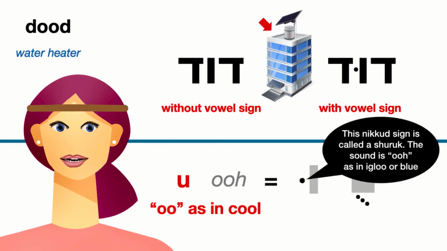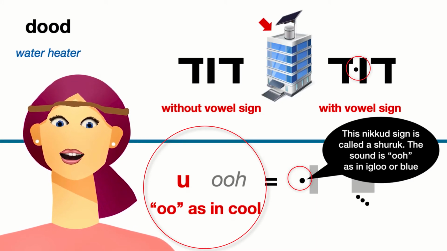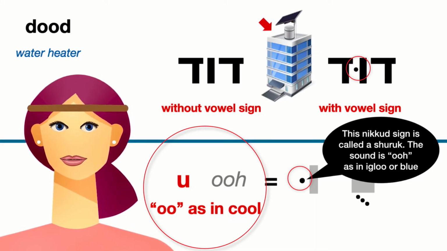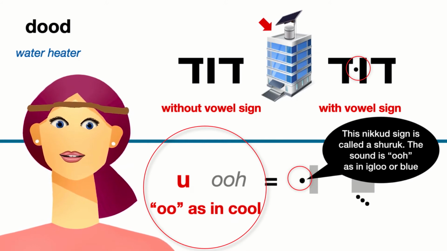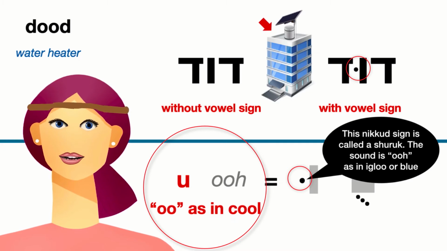Now in this case, the letter Vav has the nikkud sign for the vowel U, so this word is pronounced as Dud. In Israel, dud is the word for the water heater or boiler that is often placed on the rooftop. A dud can be solar-powered or electric. This example shows Vav's third possible pronunciation, which is the sound of U.